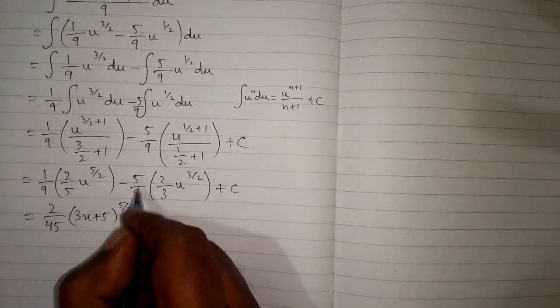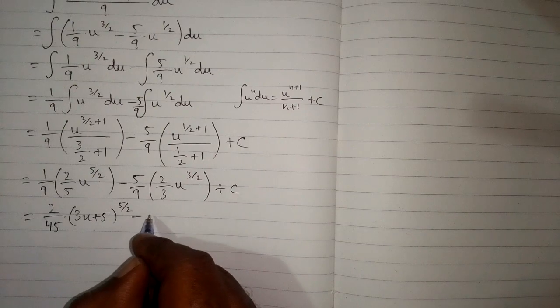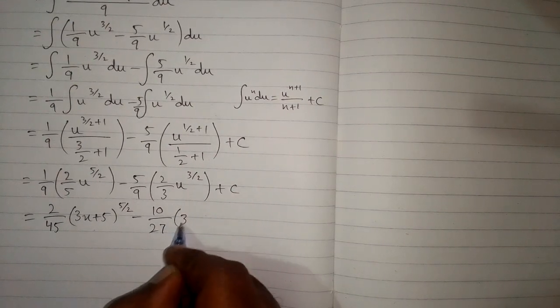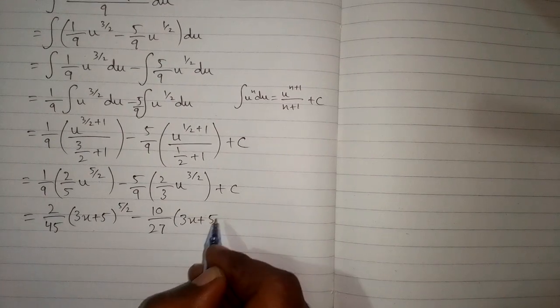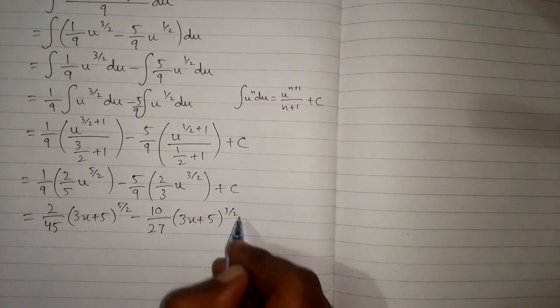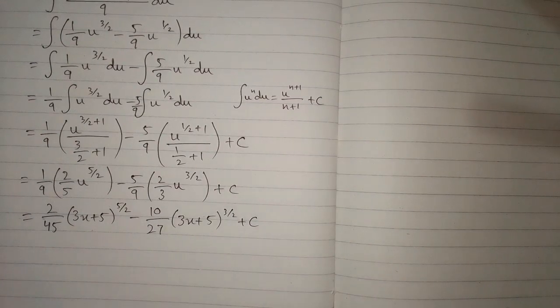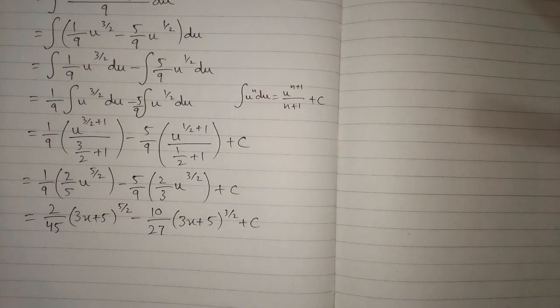Minus 5 upon 9 multiplied by 2 upon 3 is 10 upon 27, and then again we put the value of u. So we have 3x plus 5 whole power 3 upon 2 plus c, where c is the constant of integration, and this is the required answer.